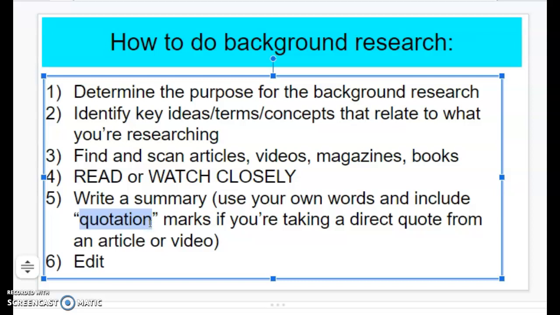And then your last step, once you've written your summary, is to edit. This might be where you have someone else even take a look at it and see what they think, give you a little feedback. So I want to go through these 6 steps as like a little example here.